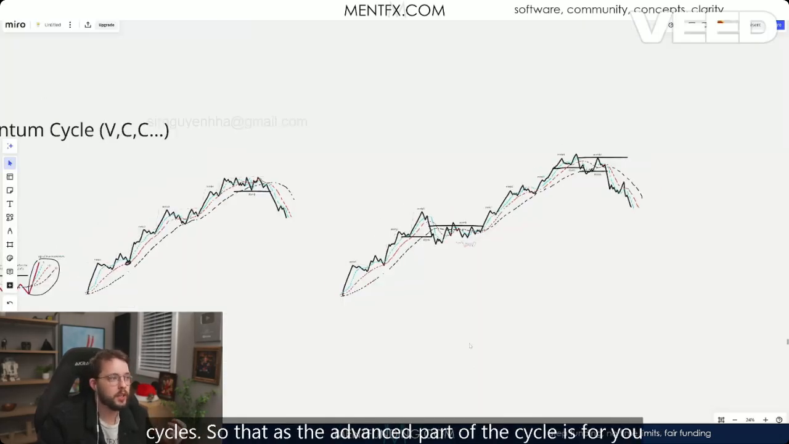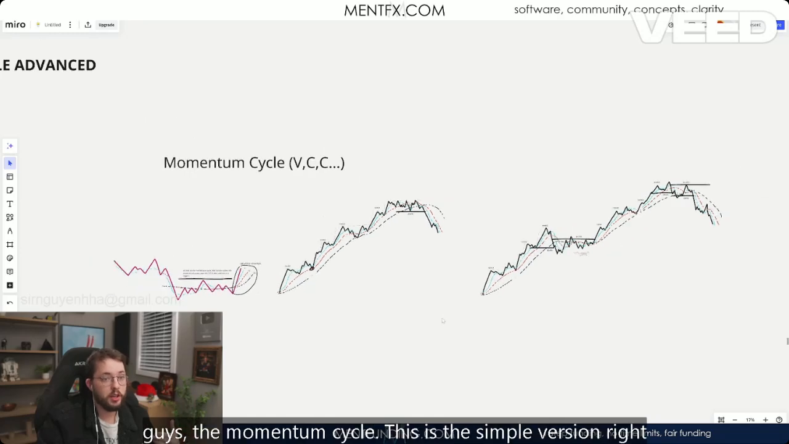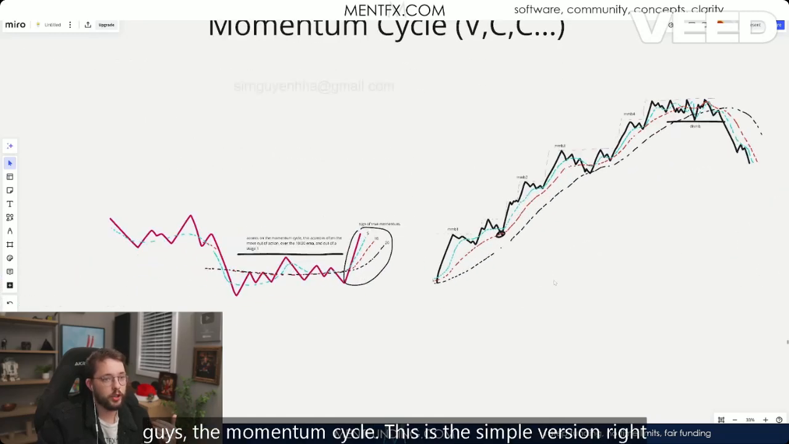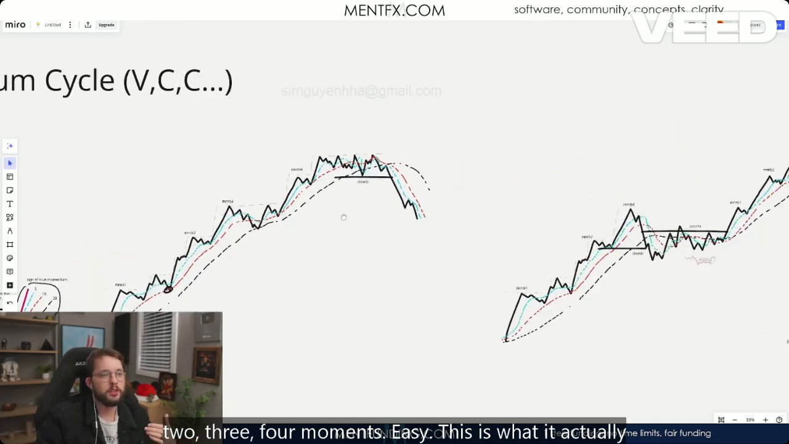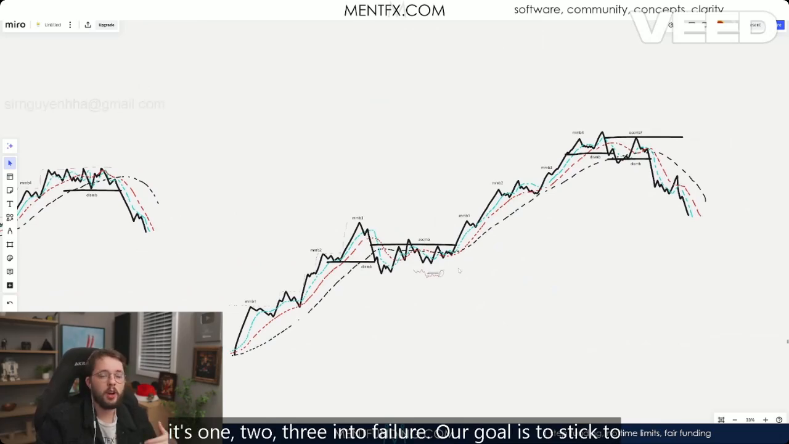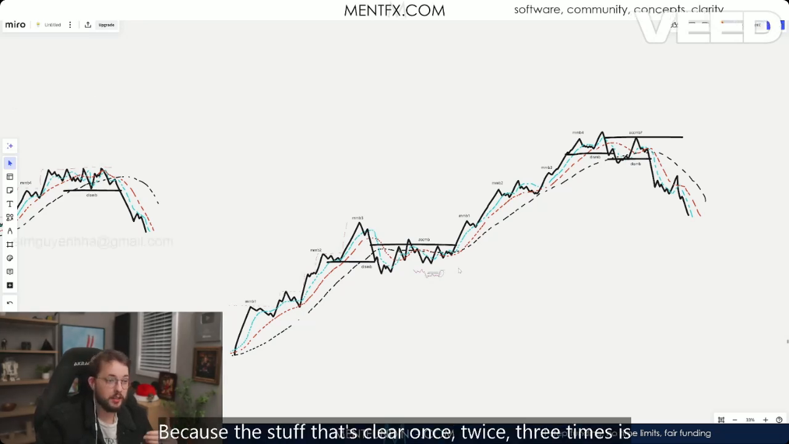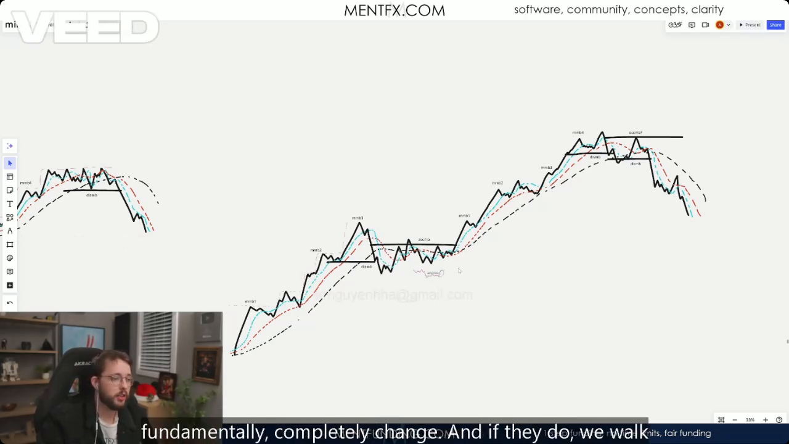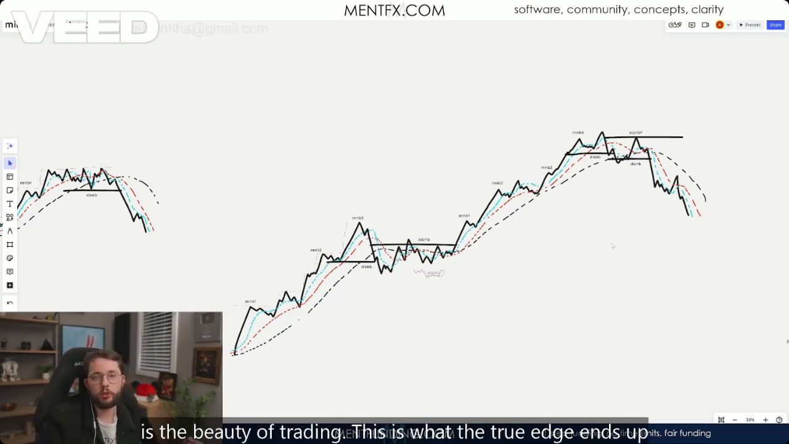This is the beauty of understanding cycles. As the advanced part of the cycle, for you guys, is the momentum cycle. This is the simple version right here, where there's nothing more to consider. It's just 1, 2, 3, 4, boom, it's easy. This is what it actually tends to do. Sometimes it's 1, 2 into failure. Sometimes it's 1, 2, 3 into failure. Our goal is to stick to the stuff that is consistently pumping out clarity, because the stuff that's clear once, twice, three times is the stuff that's going to remain clear until things fundamentally completely change. And if they do, we walk away from that market. This is the beauty of trading. This is what true edge ends up looking like.